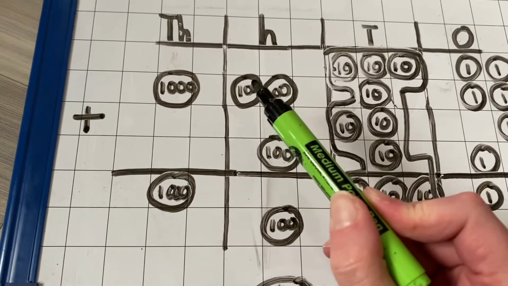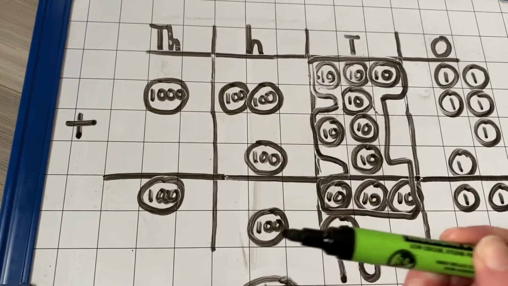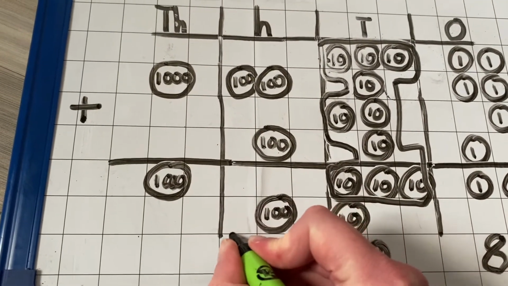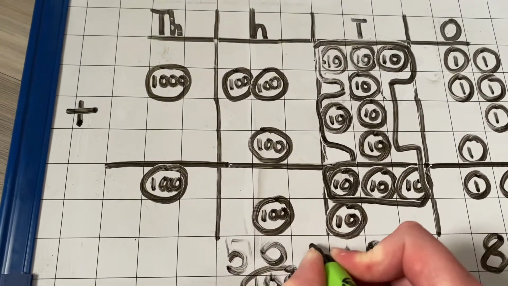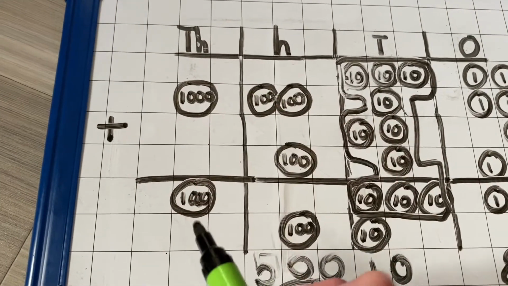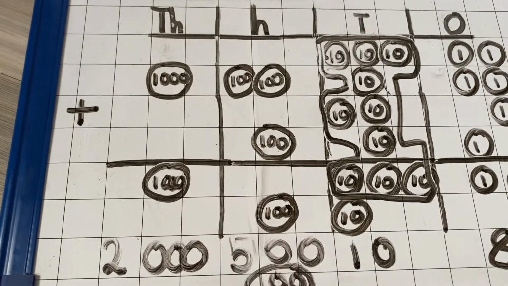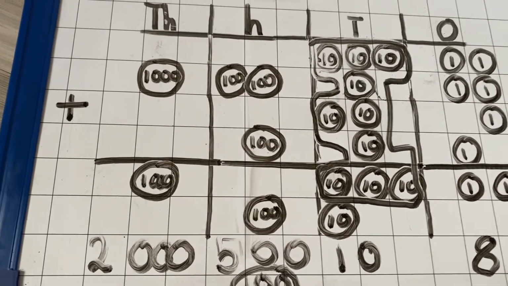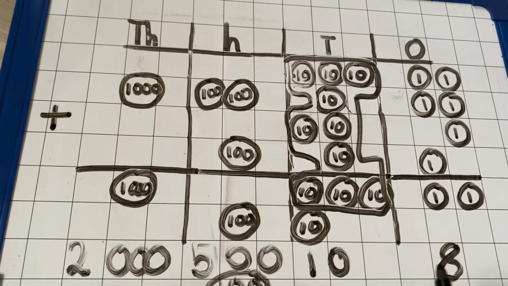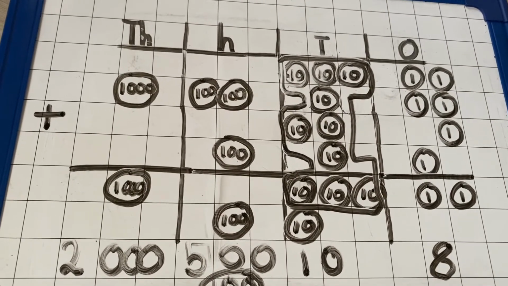So now we have the hundreds column. 100 add 100 add 100 is 300. Add this one is 400. Add this one is 500. So we've therefore got 500. Finally, I add my thousands. 1,000 add 1,000 is 2,000. Therefore, I now have to add my total up to find my answer. 2,000 add 500 add 10 add 8 is 2,518.